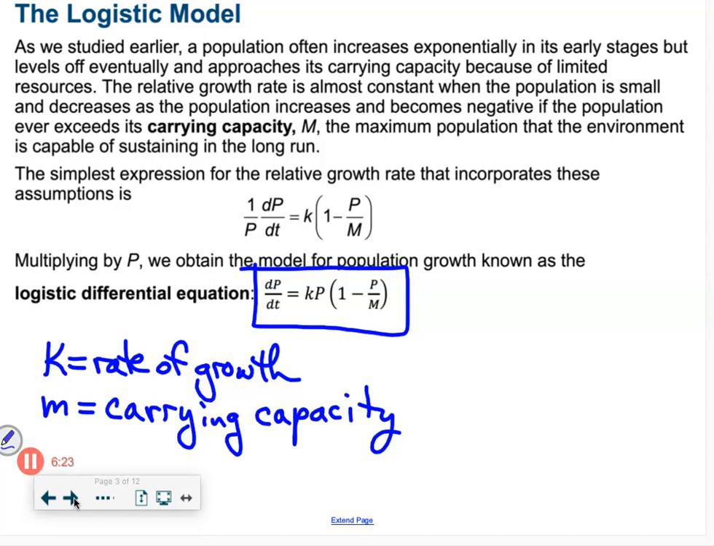What are the two variables? P and T. How do you know? Look at your differential here, dP/dt. There's your output, there's your input. P and T are your variables.